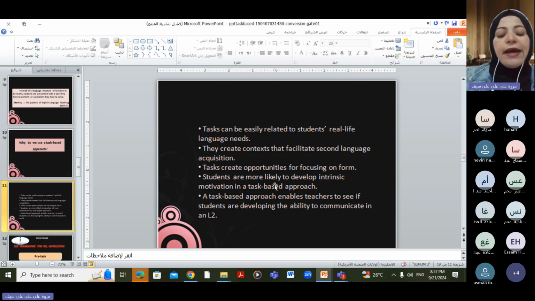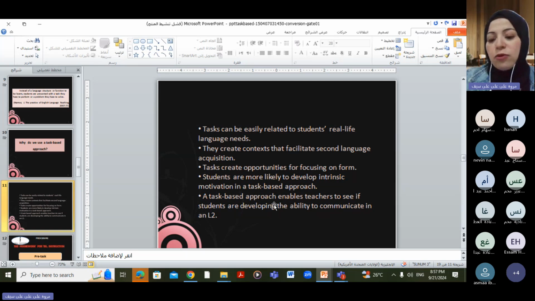And they create opportunities for focusing on the form, because the students need language to express themselves, to express the task, or to do the task, okay, whether in a written form or orally. So students are more likely to develop intrinsic motivation. Why? How will they have this inner motivation because of the task? Because they will feel that they have a purpose to do. They have something to do to achieve an outcome, okay, in a task-based approach.